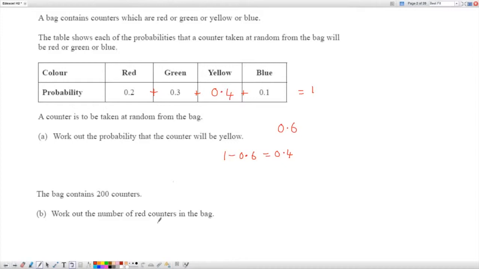We're told that the bag contains 200 counters and asked to work out the number of red counters. We take the probability of red, 0.2, and multiply by the amount, 200, to find the proportion that is red. So we have here 40 red counters.